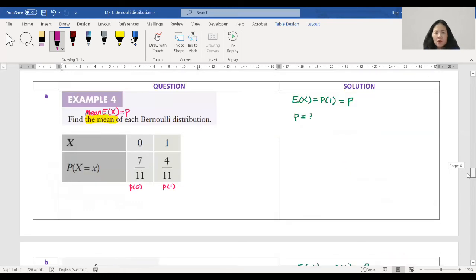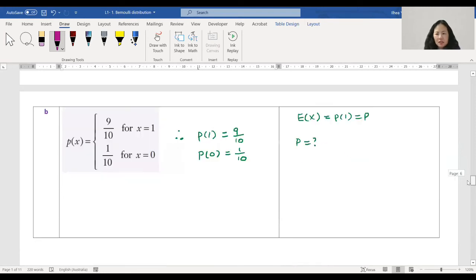All right, so let's have a look at the question. Example 4, find the mean. Now, when it says mean, you automatically start thinking E of X, that is success, P. This is one of the expressions in the table. When I look at the X value, 0 is fail, which is also Q, and then 1 is success, and that is P of 1. When you think of it as a mean, it is E of X, P of 1, which is P, which is success. So what is my P? 4 over 11.